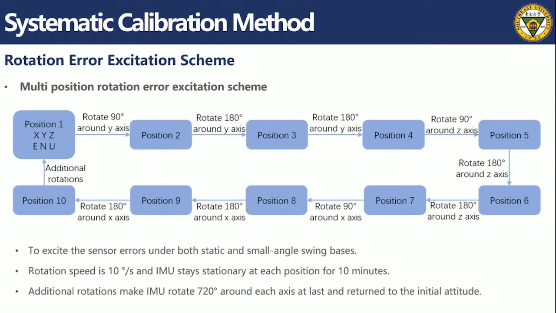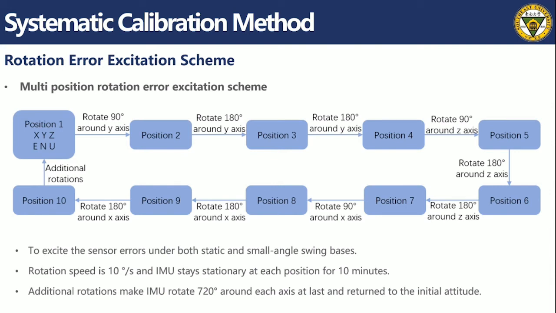In this section, next, I will introduce the rotation error excitation scheme used in the systematic calibration method. The multi-position rotation error excitation method is used to excite sensor errors under both static and small angle swing basis. This figure is a 10-position rotation error excitation scheme. At the initial moment, the coordinate system of the IMU coincides with the navigation coordinate system. Then the IMU rotates according to the scheme in this figure.